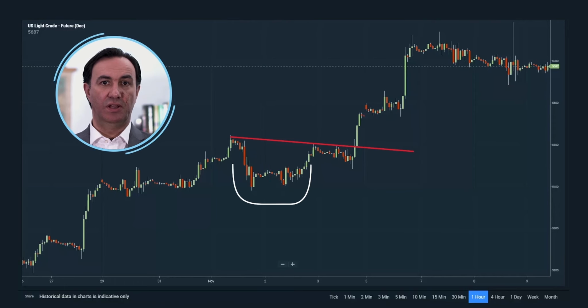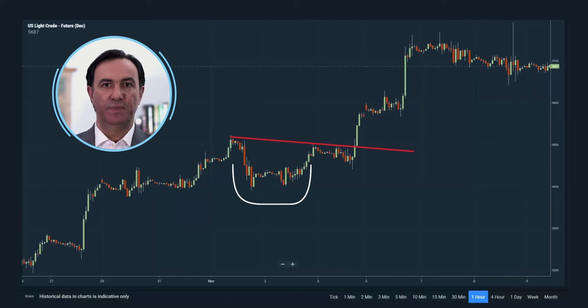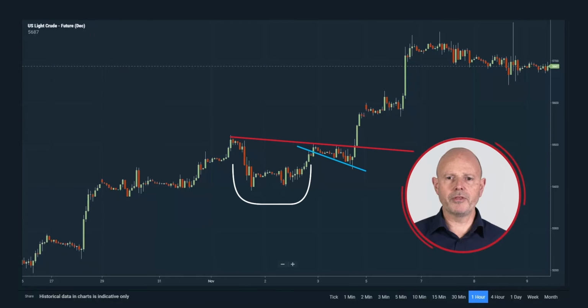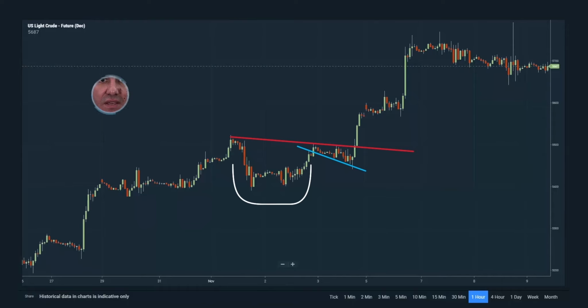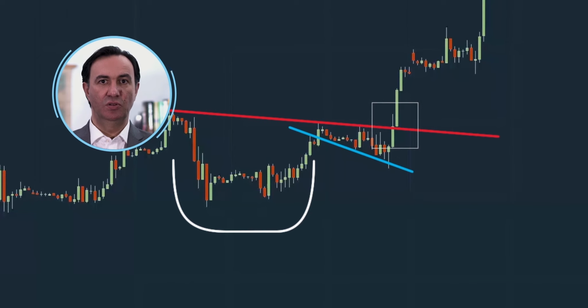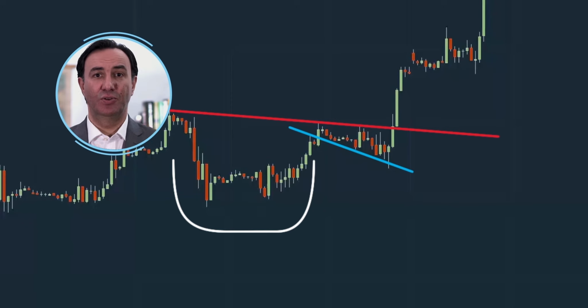It's not completely horizontal, but that's okay. We can see the support line of the handle forms here. The handle is fairly shallow, only retracing about a third of the depth of the cup. The shallower the handle, the more explosive we'd expect the breakout to be, right? Yes, the price breaks resistance here, retests the old resistance line, this time as support, and continues.